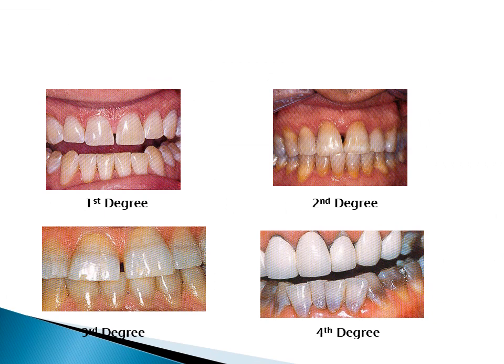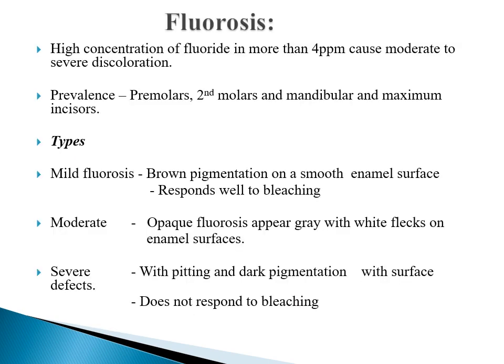In this image you can see the first degree, second degree, third degree, and fourth degree tetracycline stains. Fluorosis. High concentration of fluoride, more than 4 ppm, causes moderate to severe discoloration. Prevalence: premolars, second molars, and mandibular and maxillary incisors.